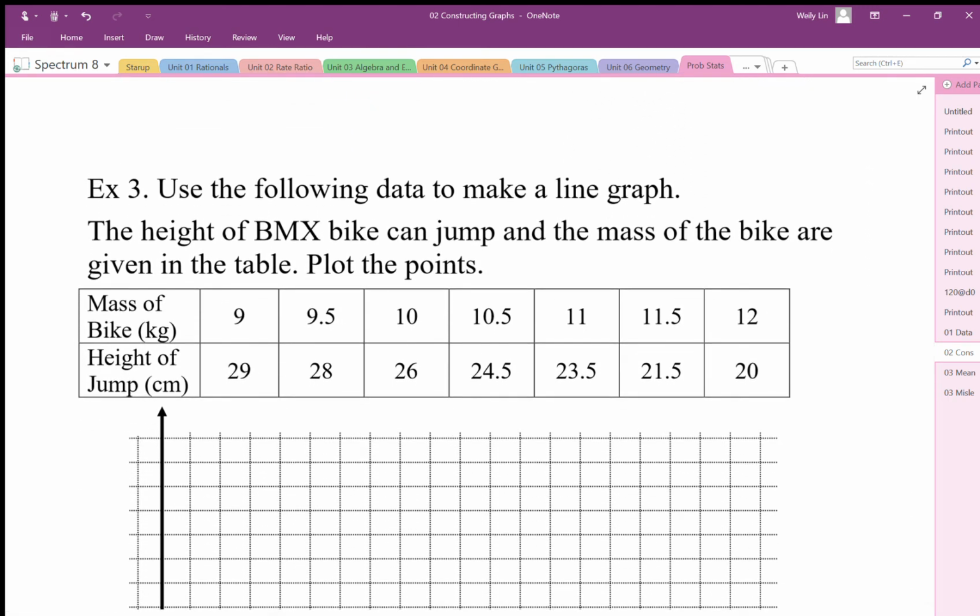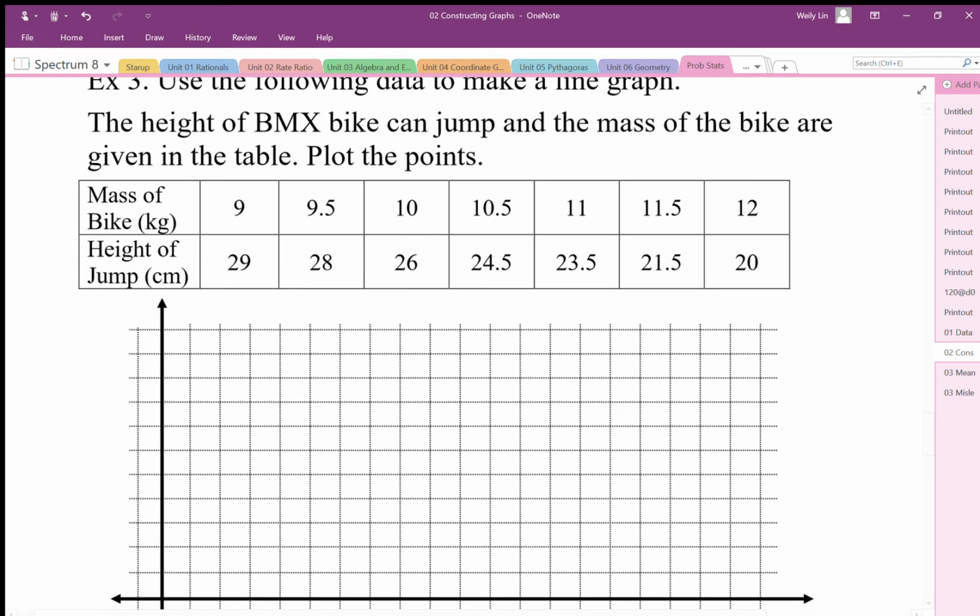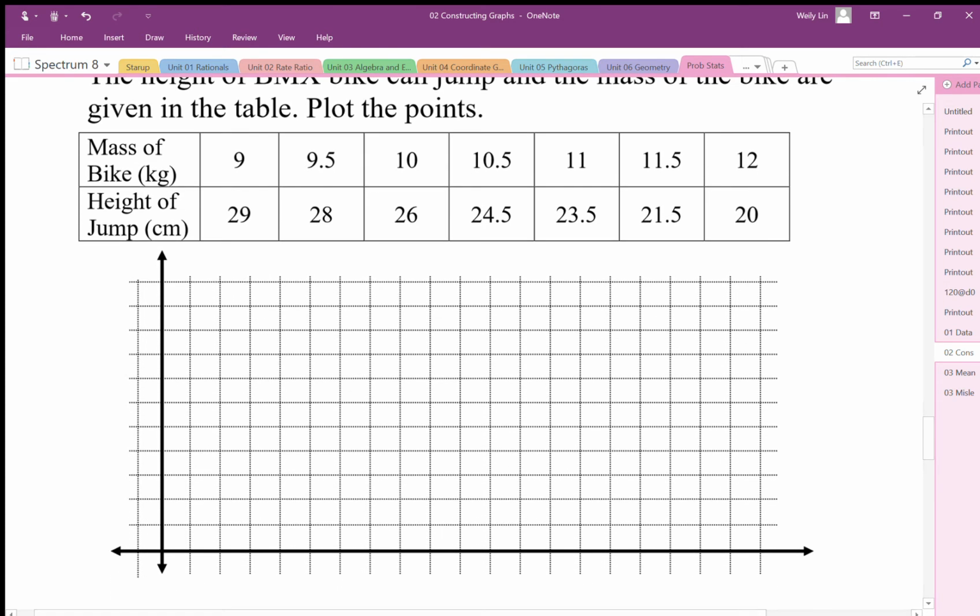So this next one here, we're looking at the height of a BMX jump, a bike that can jump, and the mass of the bike. So here we have the mass of the bike. This becomes a question you need to make sure you can answer: which is the dependent variable? Which should go on the y, which should go on the x? In this case, the height is dependent on the mass, so we really should have the mass along the x-axis and the height along the y-axis.